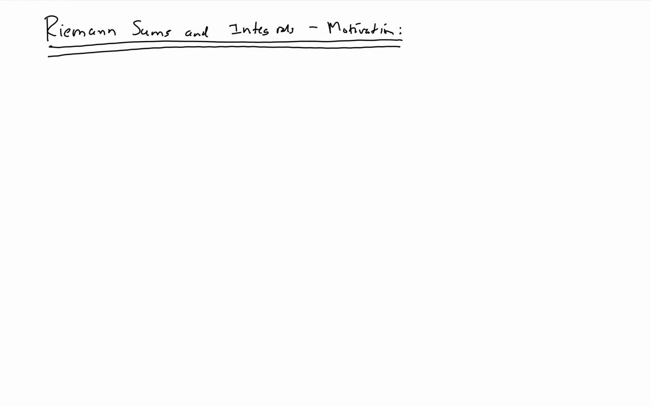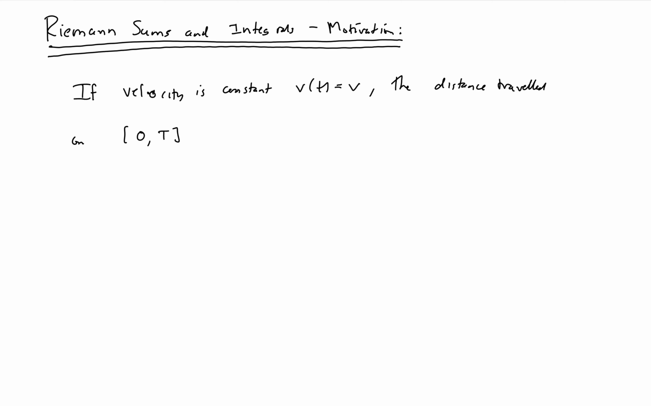So recall from our flipped class video that we were looking at velocity, and we knew if velocity is constant, say v of t is just some value v, then the distance traveled on some time interval, say from 0 to t, is just distance equals velocity times time. And that's something we've known for quite some time.